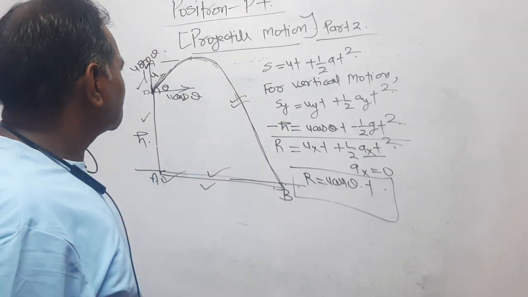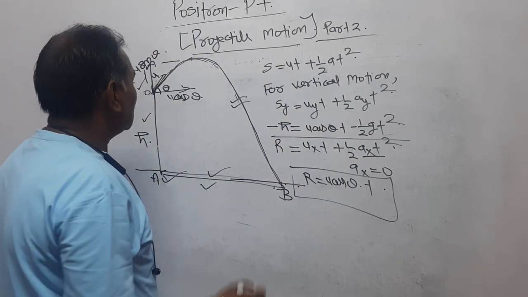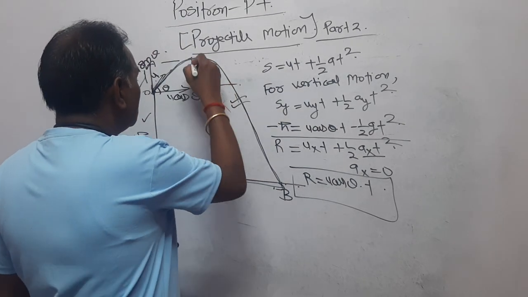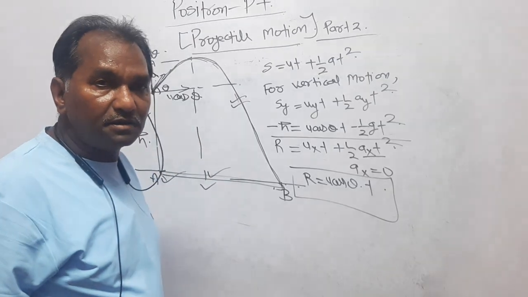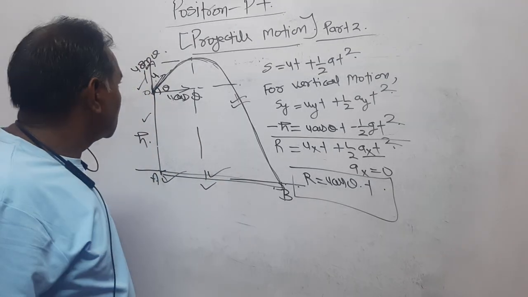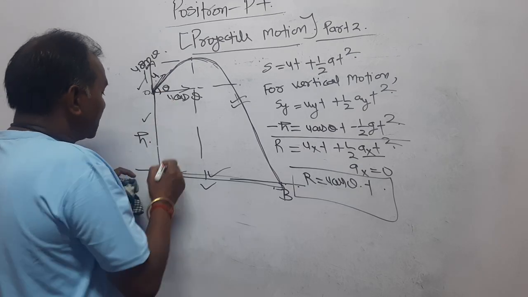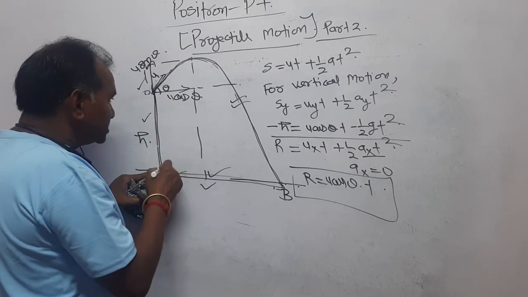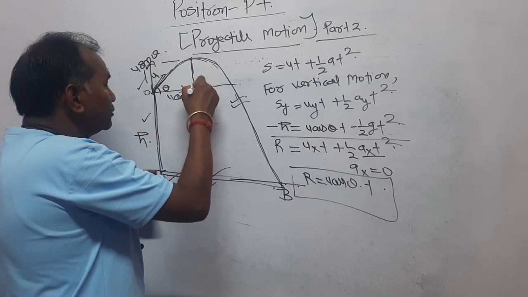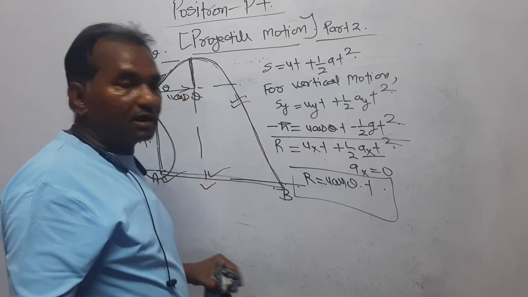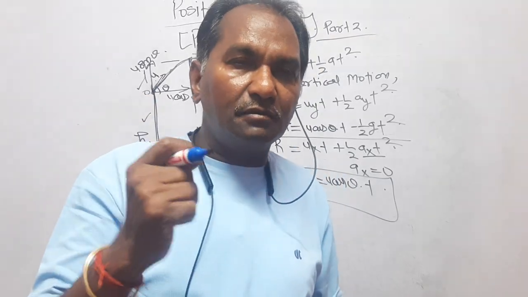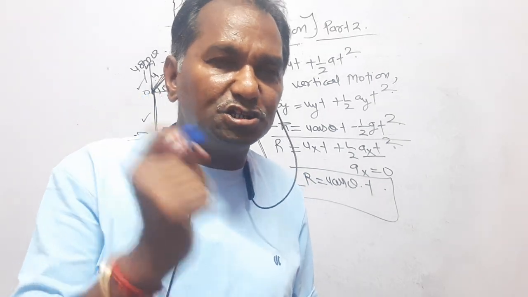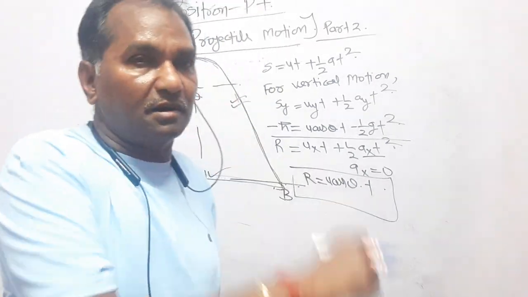Dear student, someday they might ask the maximum height traveled by the body. If it is asked from the ground, this height is given. If you are able to find out this, then you can add these two heights and it will give you the maximum height reached by the projectile from the ground.